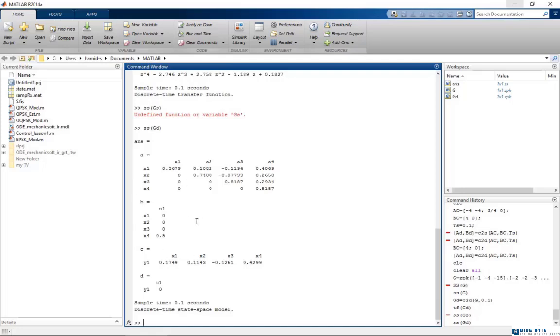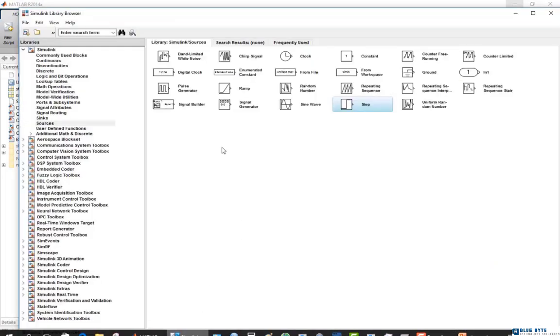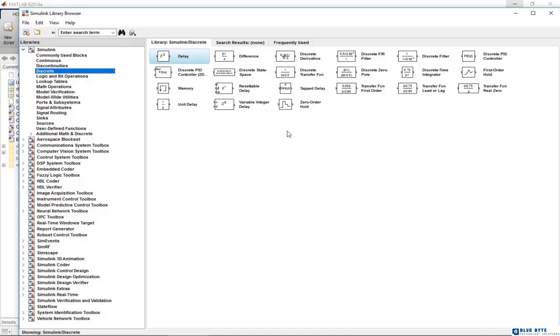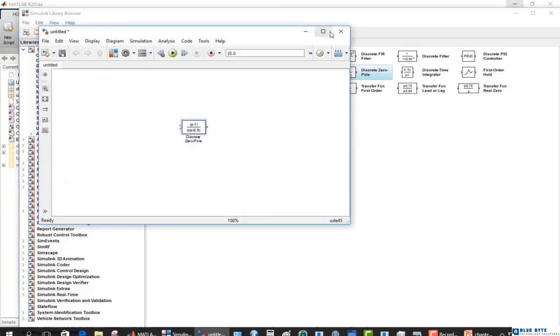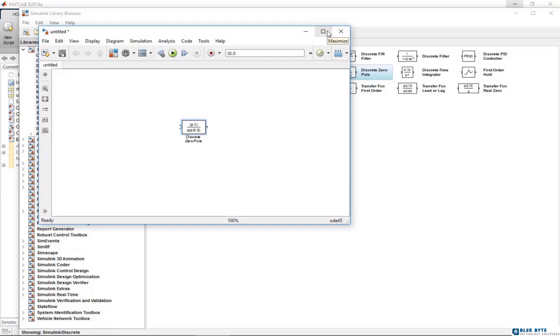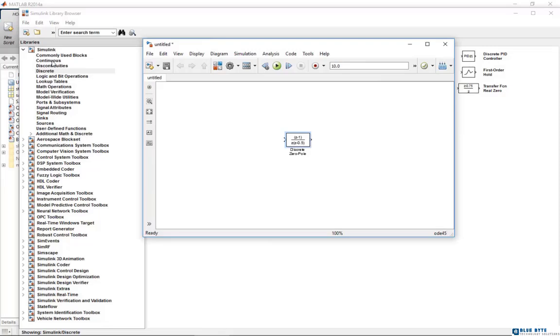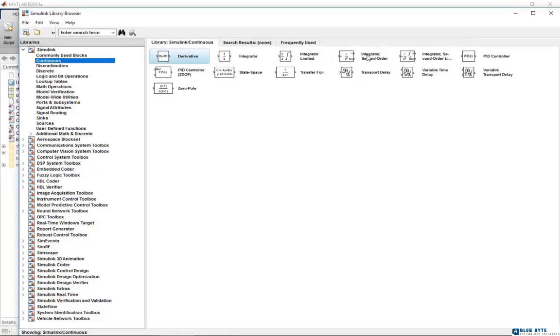Also, you can simulate each of these modes using discrete blocks of Simulink. In the previous example, I explained the state space block, but in this example, I want to use discrete zero pole to create the model. I want to show both discrete and continuous systems in a single simulation file. Like the previous example, I simulate the model.